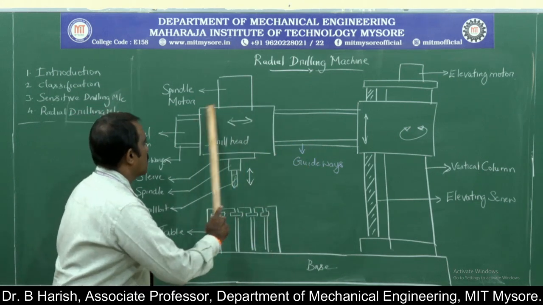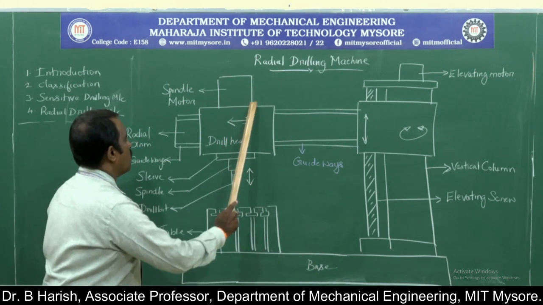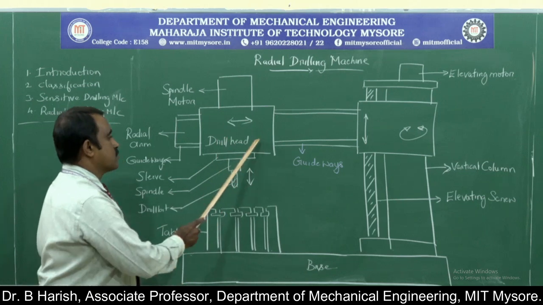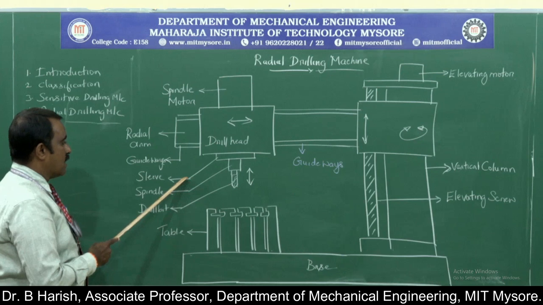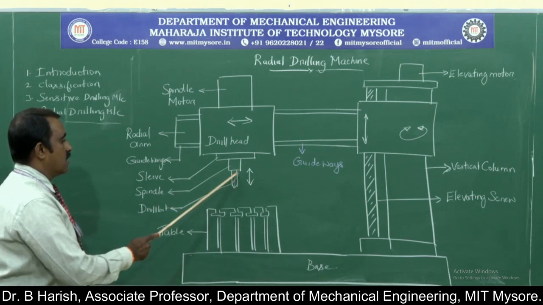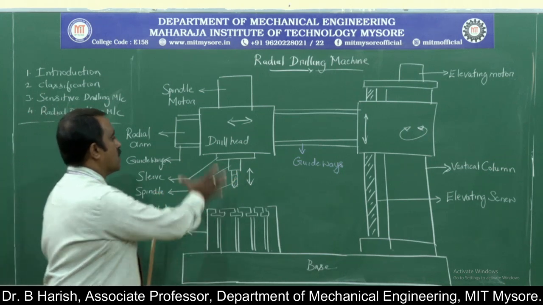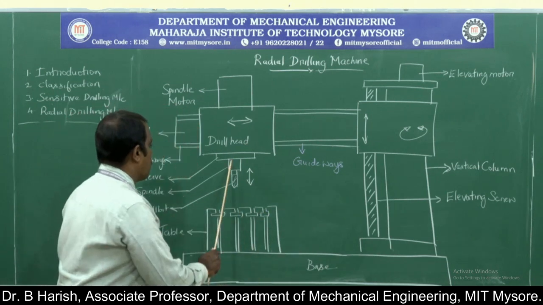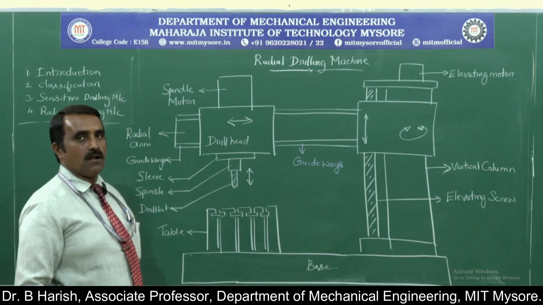So for movement of this drill head, on the drill head we will be having a spindle motor. To the drill head we will be connecting the sleeve, this is the sleeve, next to the sleeve is the spindle, then you have got the drill bit. So these are all connected to the drill head. Whenever the machine is working, the spindle will be rotating. As the spindle rotates, the tool connected to the spindle also rotates.